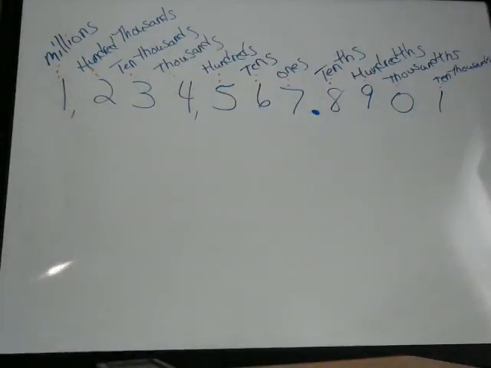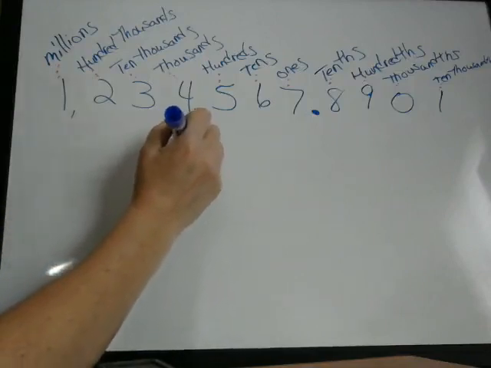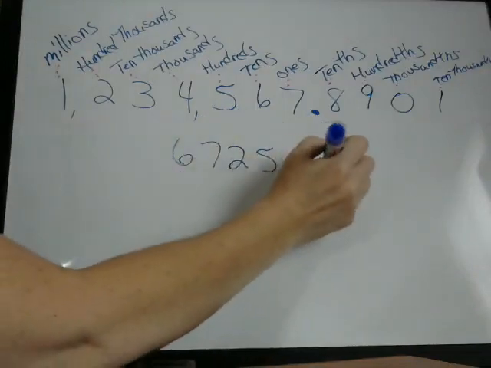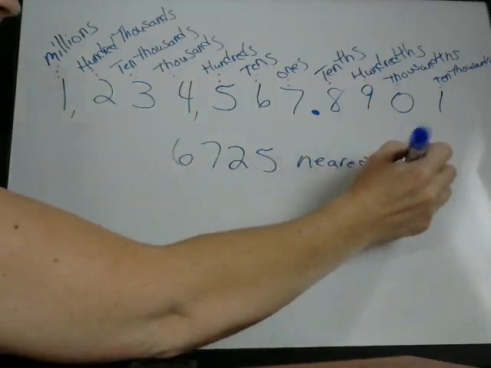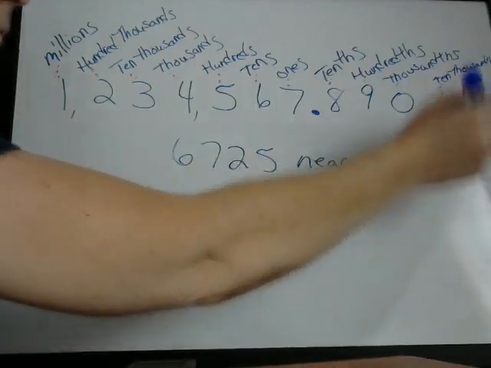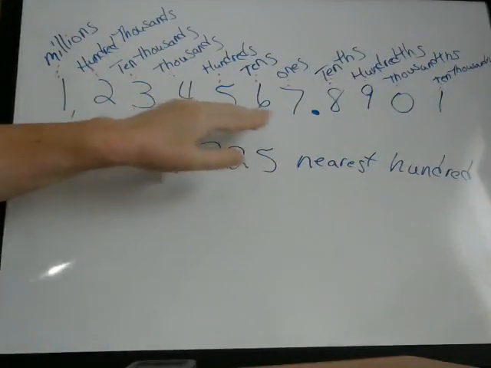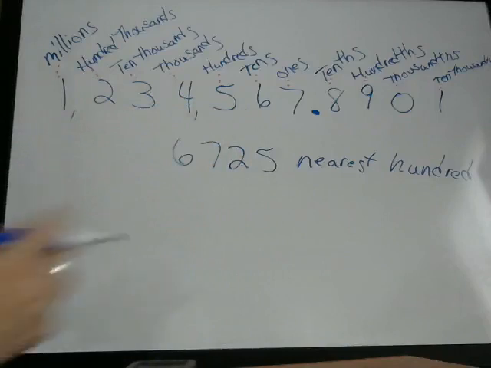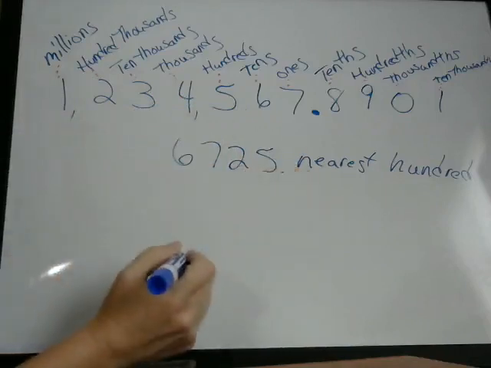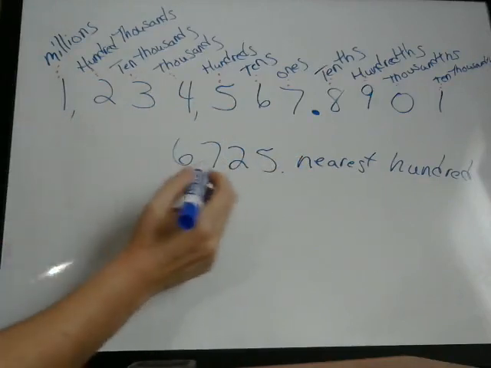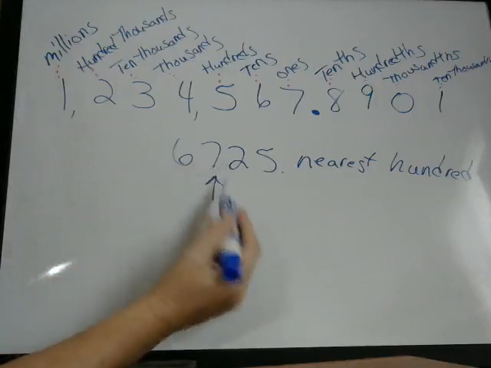So a rounding problem, they might say round 6,725 to the nearest 100. Well, the nearest 100, remember, there's three digits in 100, so it's the third digit to the left of the decimal. Theoretically, this has a decimal place right there. So this 7 is in the hundreds position. To round to that position, we need to round this number.